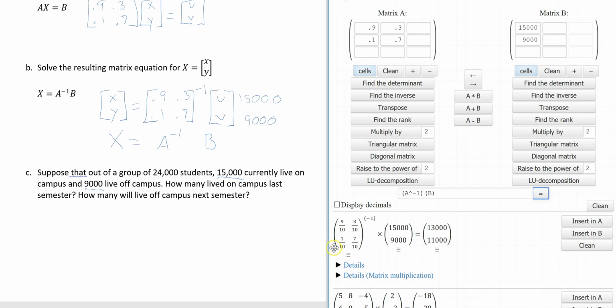All right, so I took the inverse of matrix A, multiplied it with matrix B, and it gave me the answer of 13,000 and 11,000. That means the 13,000 is representing the X value, which was the number of on-campus students, and the 11,000 is representing the number of off-campus students. And that was last semester. Okay, so I had said how many lived on campus last semester, that'd be 13,000. And then it says how many will live off campus, and that should say also last semester, which is 11,000.